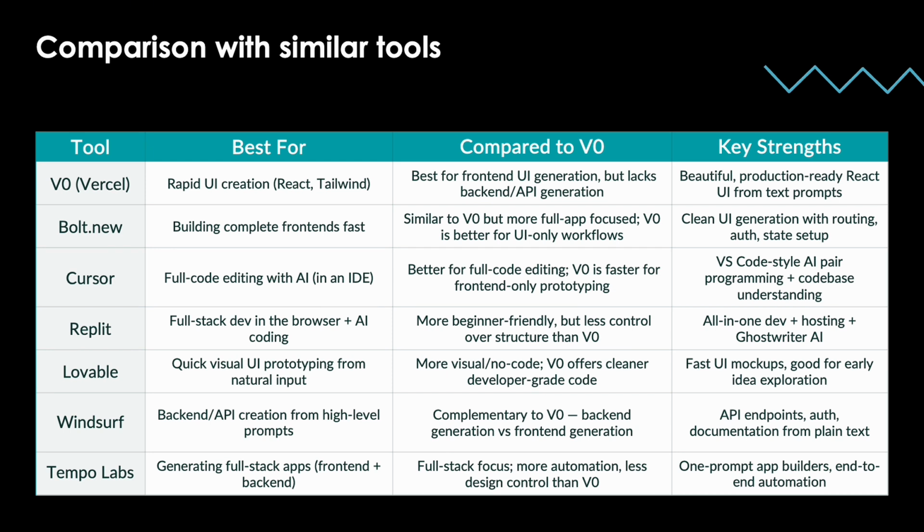For example, a few of these would be Bolt.new, which builds complete front ends faster. It's similar to V0, but more full-app focused, and it also has clean UI generation with routing, authorization, and state setup. So that's pretty cool. We can see Cursor, which provides full code editing with AI, an AI-designed IDE, which can help you code better. In V0, you can't actually code it yourself, and you might have to just ask V0 to do it again and again. With Cursor, you can actually code it and improve it yourself.